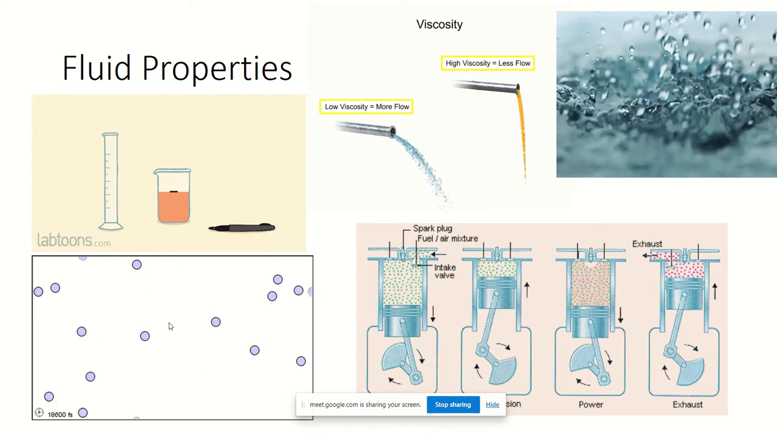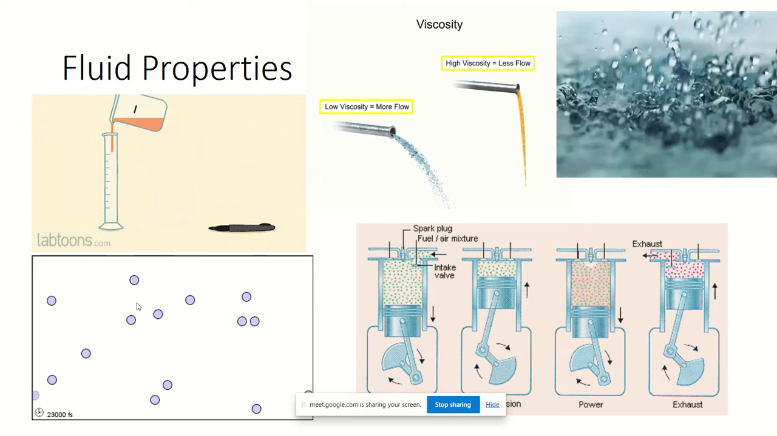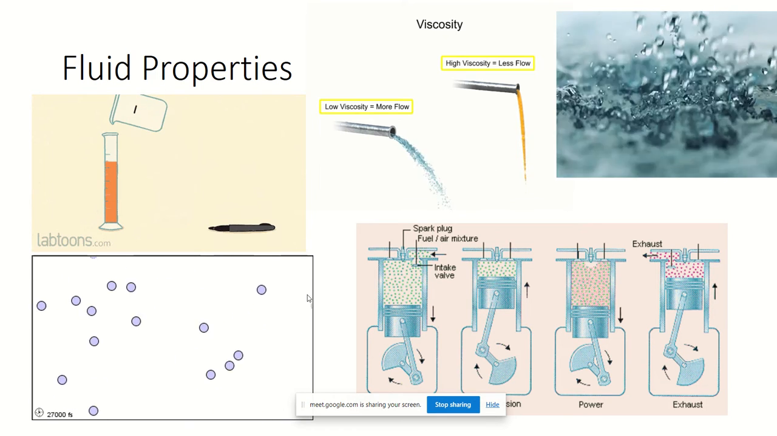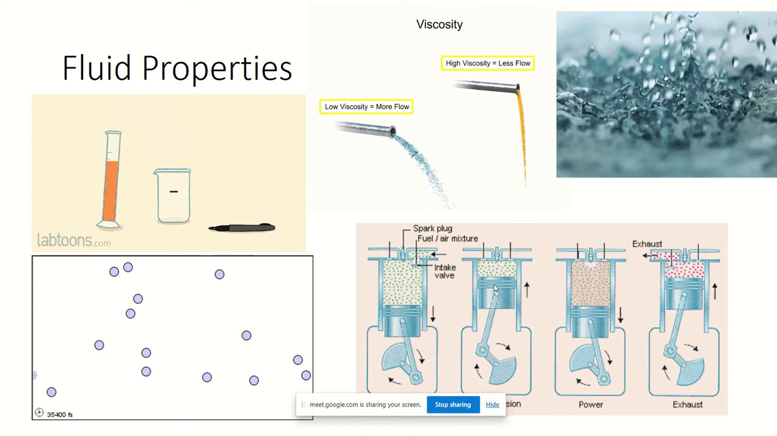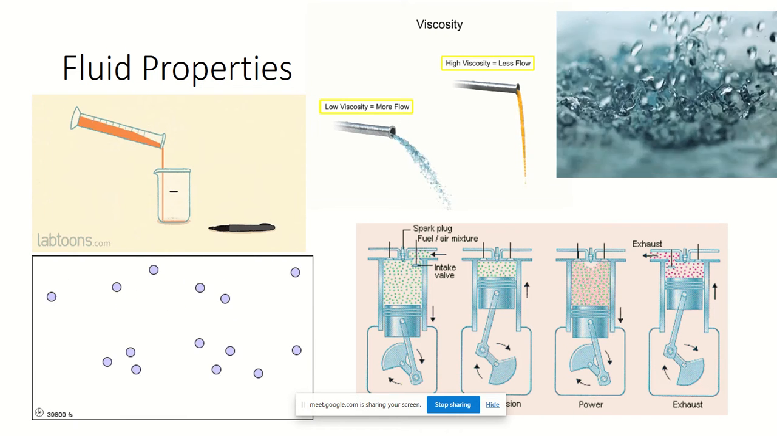We'll have the intermolecular distance between the molecules, in the bottom image, and we'll have the pressure property. So we'll study all the fluid properties in the first module.